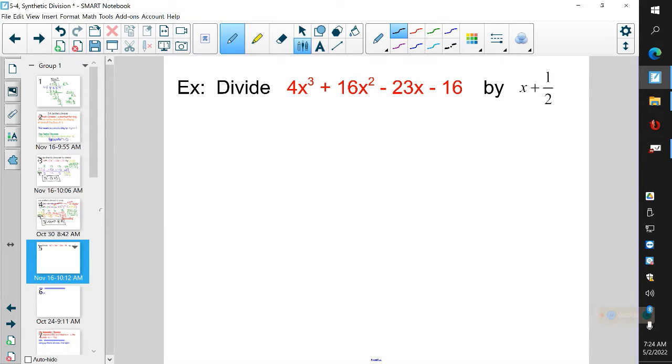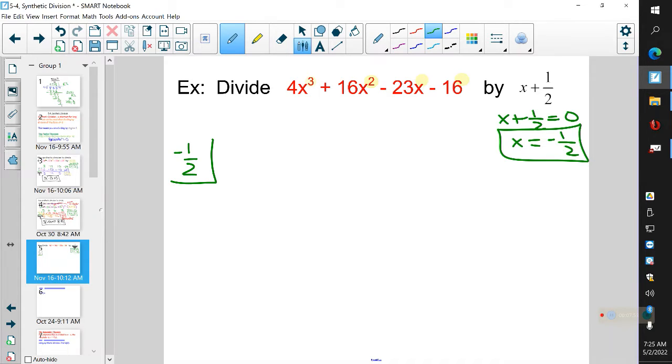Okay, let's do it again. Very first thing we're going to do is we're going to say, okay, let's check for our powers. This is a 3, 2, 1, 0. I am not missing any powers, so I'm good with that. So I'm going to come over here and I'm going to take this x plus 1/2 and set that equal to 0. What goes in my half box is going to be a -1/2. So I draw my half box, putting -1/2 in there.